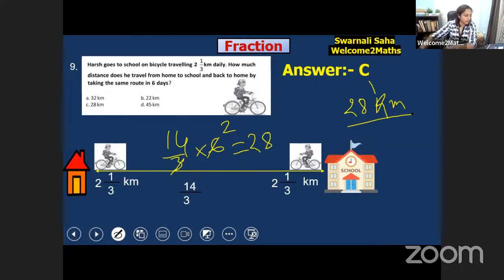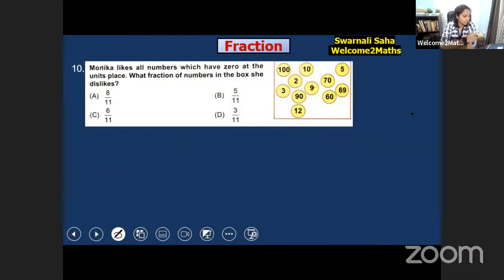Okay, so let's move on. Let's solve one more question. Question number 10. It's so easy a question. Try to solve this. Monica likes all numbers which have 0 at the unit place. What fraction of numbers in the box she dislikes? That we have to find out.